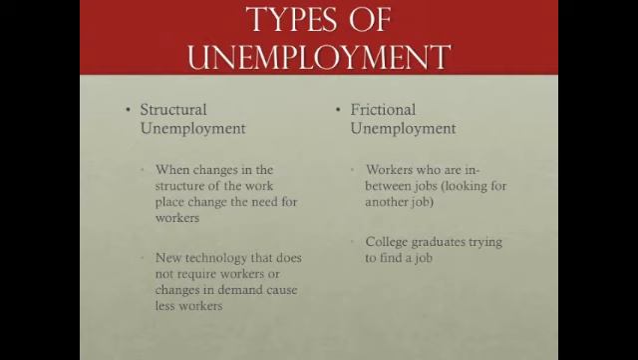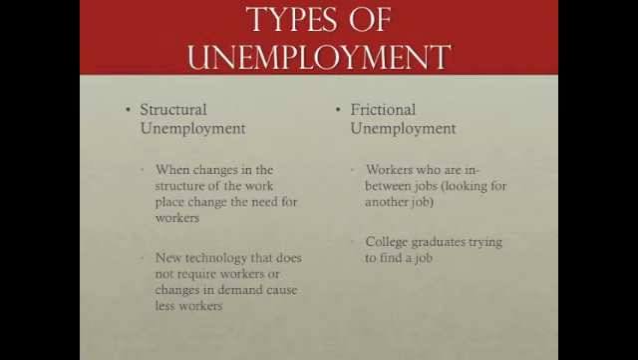Now let's focus on the types of unemployment. We're going to focus on 4 types. The first is structural unemployment. Structural unemployment is when changes in the structure of the workplace change the need for workers. For example, if new technology comes in that doesn't require the same number of workers to operate the machinery, you see a change in the structural employment level. For example, people get laid off. That is called structural unemployment.